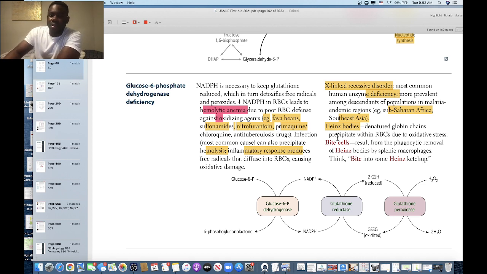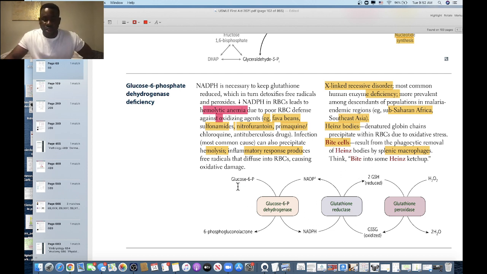Now, when the RBC with these Heinz bodies reaches the spleen, the spleen is going to remove the Heinz bodies, and then the cell will look like it has been bitten, or part of it has been bitten. So it results from phagocytic removal of the Heinz bodies by the splenic macrophages. Okay, so this is the pathway.